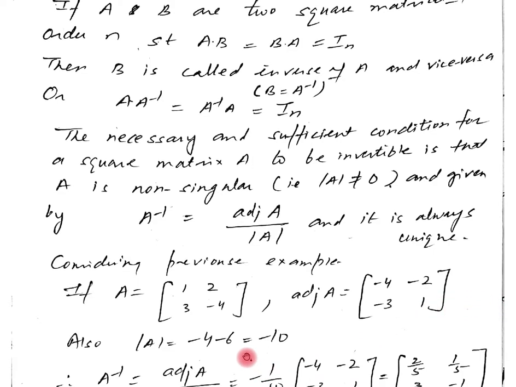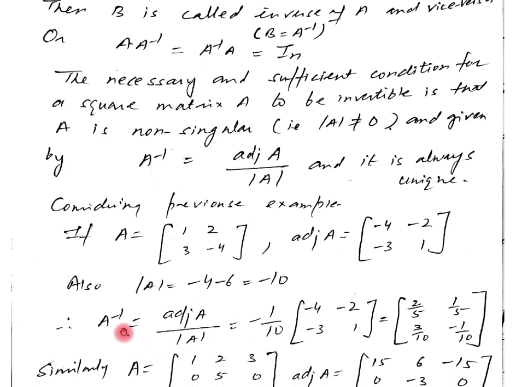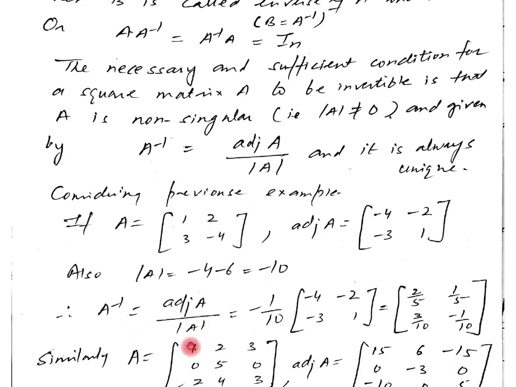Now what do we have to do to find the inverse? First I will find the determinant of A. Determinant of A is minus 4 minus 6, which is minus 10. Now it is not equal to 0, so we can write that A inverse exists, and the value of A inverse is given by adjoint of A upon determinant of A. Now the determinant of A is minus 10. The adjoint we found earlier: minus 4, minus 2, minus 3, 1. Now we divide each element of this matrix by minus 10, and we get 2 by 5, 1 by 5, 3 by 10, minus 1 by 10. This is known as A inverse.